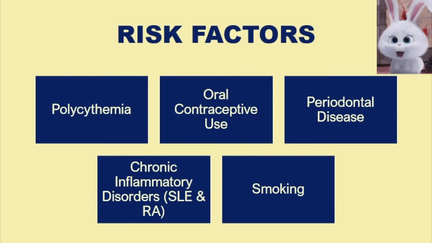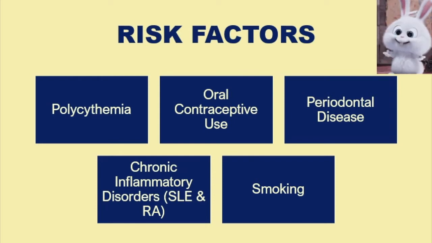Clotting is also increased among patients who use oral contraceptives. For those with periodontal disease, the risk is also increased, especially for those also with chronic inflammatory disorders. Chronic inflammatory disorders, such as systemic lupus erythematosus and RA, or rheumatoid arthritis, would also increase, class, the risk of clot formation. Other than that, they would cause inflammation in other organs that would later on still lead to clot formation. And then, of course, you have smoking.